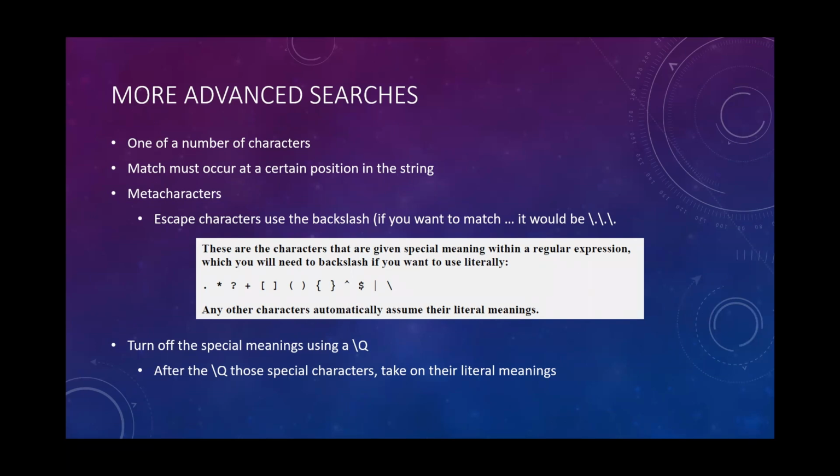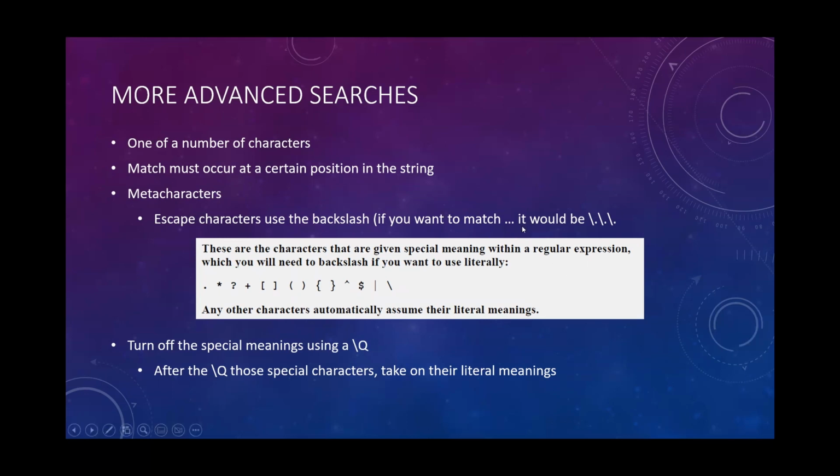We can use metacharacters, and we want to use the backslash. Those are characters like the decimal point, the star, question mark, plus, and a bunch of brackets, the little caret above the six, dollar sign, straight line, and slash. We just have to know that any other characters besides these actually have their normal meanings. But if we want to use these types of characters, we have to add the backslash.